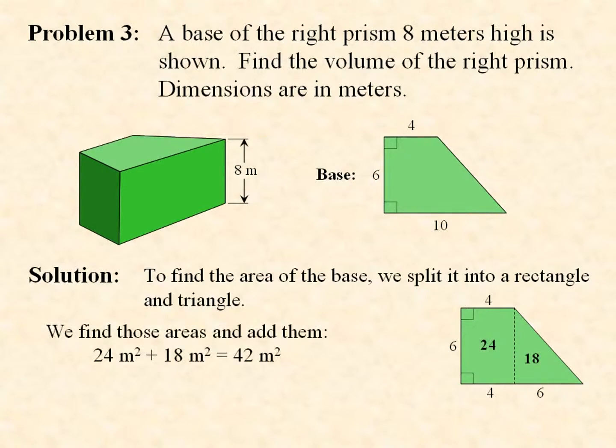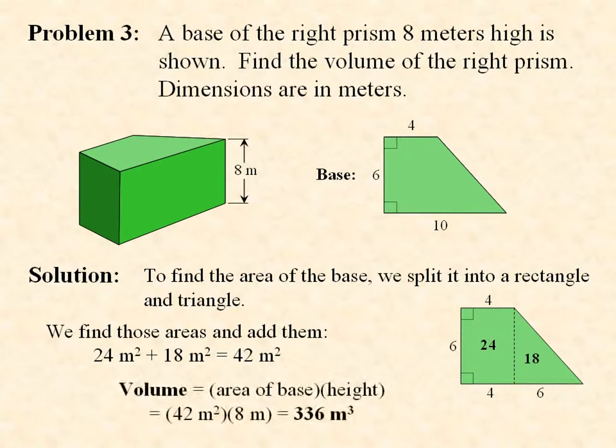We find those areas. The rectangle is 6 by 4, so it's 24 square meters. And the triangle is 6 by 6, so it's half of 6 times 6, which is 18 square meters. We add those and we get 42 square meters for the area of the base. We then multiply that area of the base by the height, 8 meters, and we get 336 cubic meters for the volume of the solid.